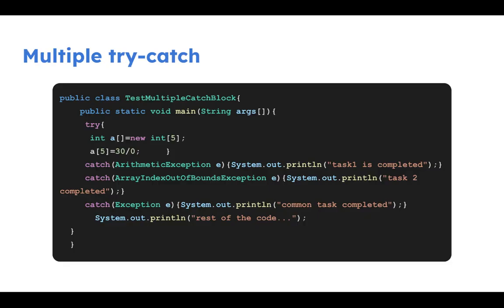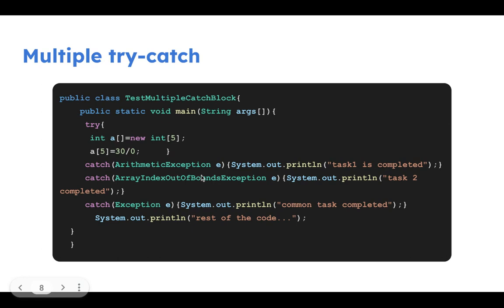We can also use multiple try catch blocks. It is not necessary that we use only one catch. It may be possible that in a single statement, or in a try block, there is a possibility of multiple exceptions being thrown. For example, in this statement, we are accessing an index of an array which has not been defined, and also we are dividing by zero.